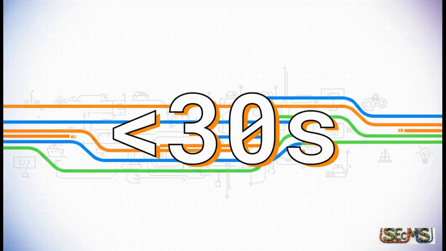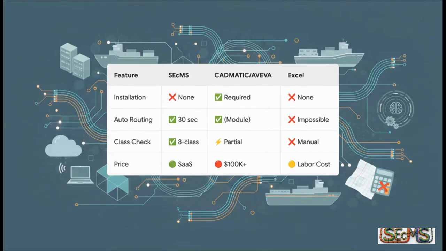Let's start with a number that really puts its power into perspective. This is the time it takes SEcMS to process and find the optimal route for over 35,000 individual cables. Less than 30 seconds. This isn't just a little bit better, it's a fundamental shift in how fast design work can get done. So, how does this stack up against what you might be using now?